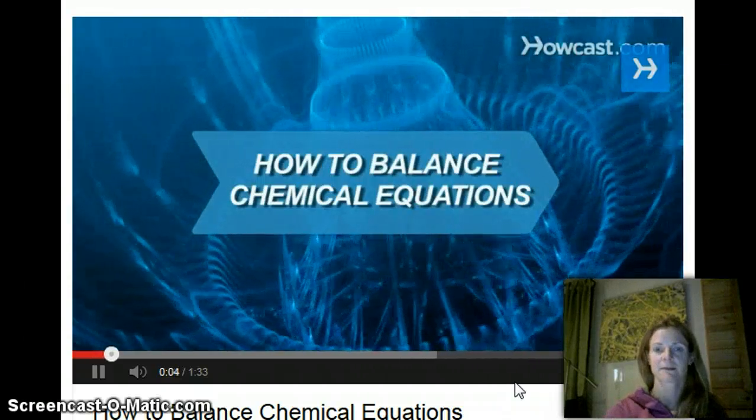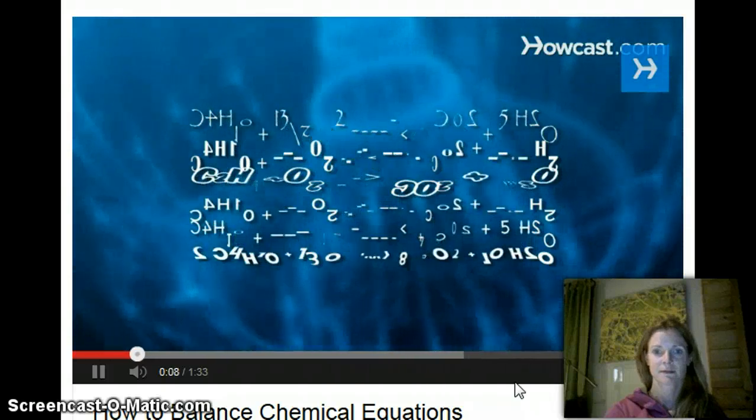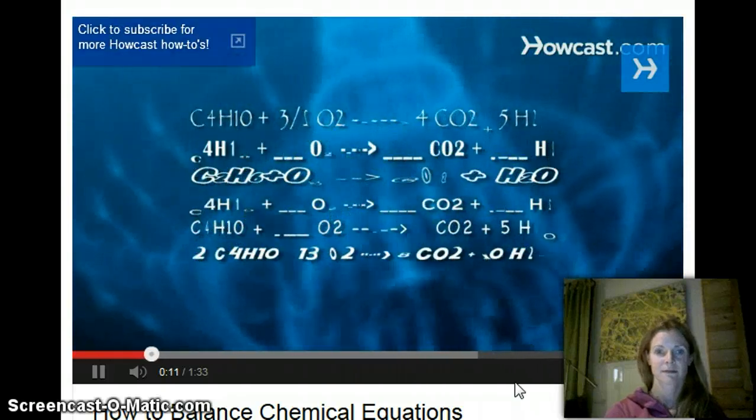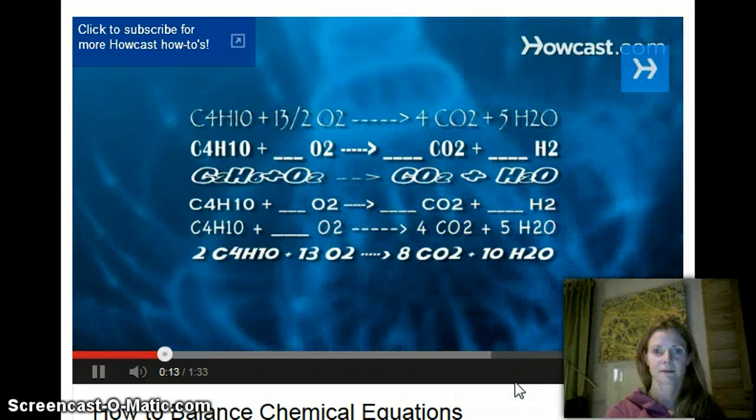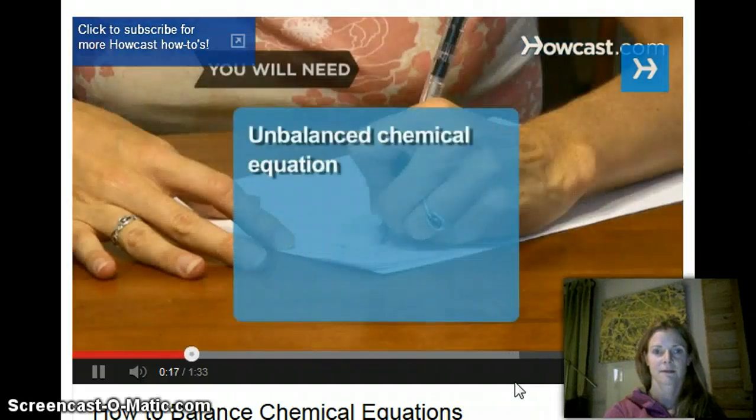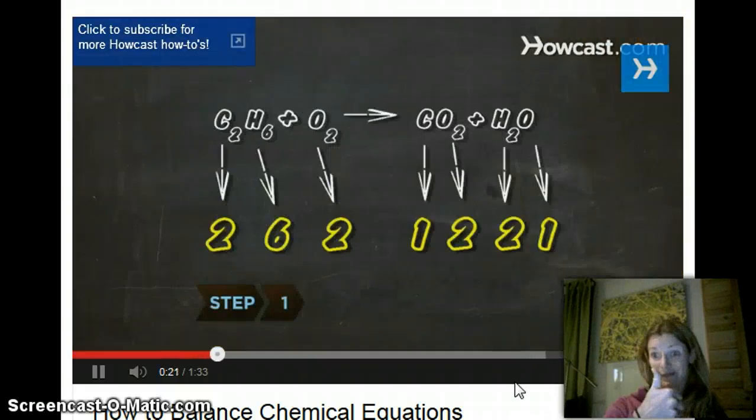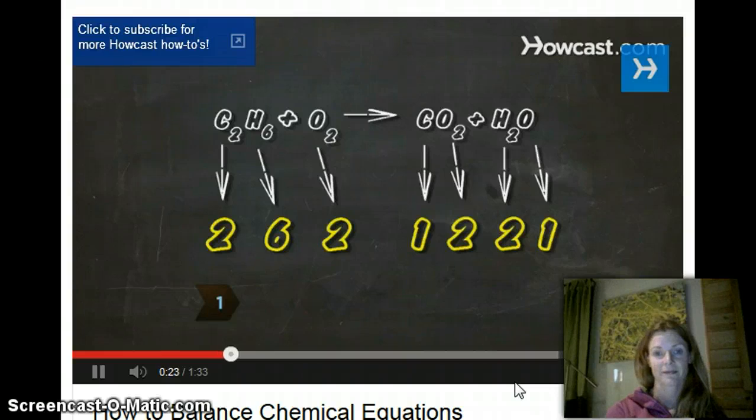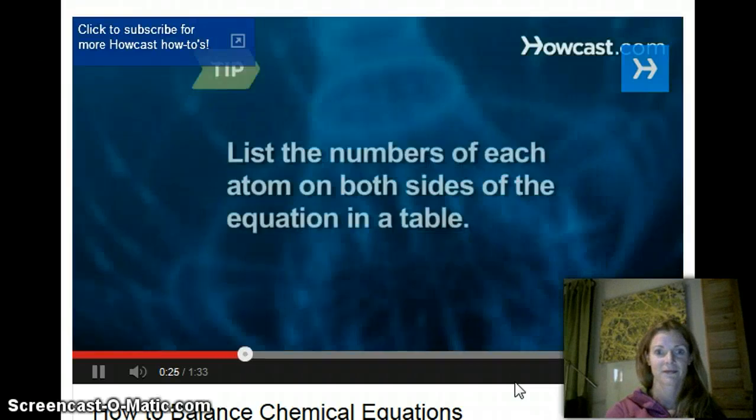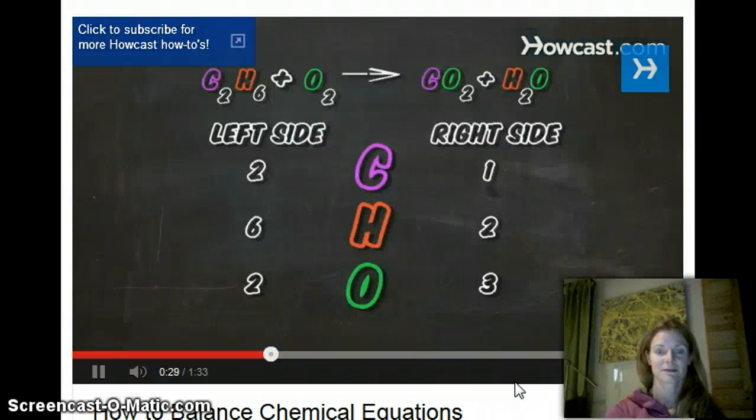How to balance chemical equations. According to the rules of chemistry, matter must be conserved in chemical reactions. When you balance a chemical equation, you account for all of the matter in the reaction. You will need an unbalanced chemical equation, paper, and a pencil. Step 1. Determine how many atoms of each type are on each side of the equation. List the numbers of each atom for the left side and for the right side.